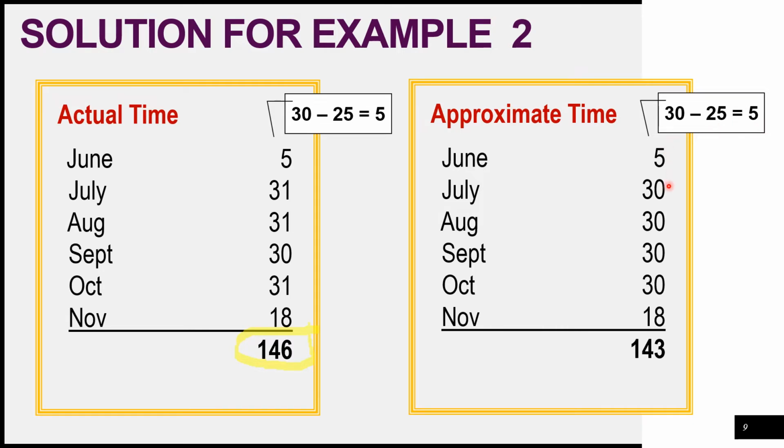And then followed by another 30, 30, 30, and 30. All days on all of the months should be 30 except on the first and the last. And then on the last one, November, it is 18 since we end at November 18, 2008. Adding all of the days from June to November, we have 143 days. Therefore, the approximate time from June 25, 2008 to November 18, 2008 is 143 days.